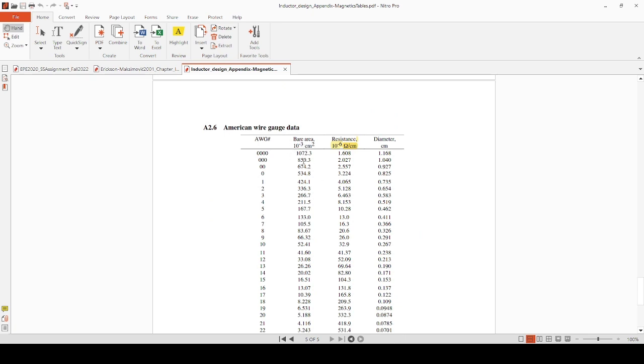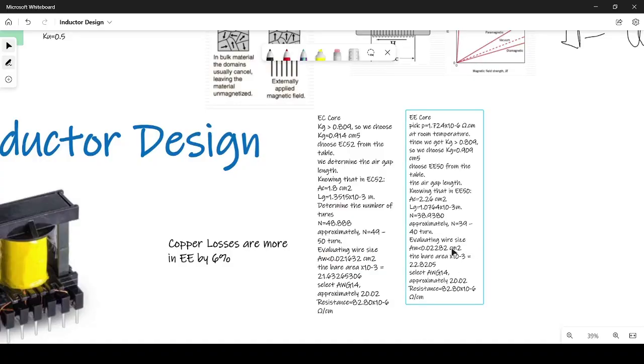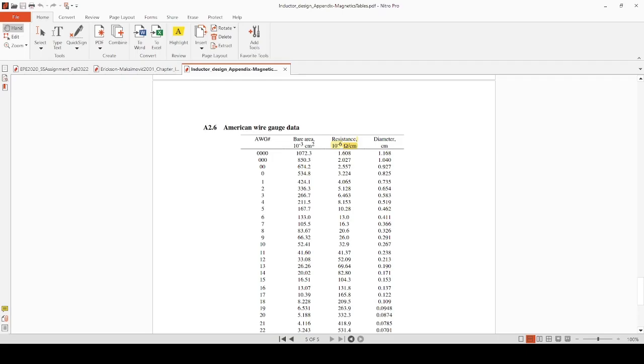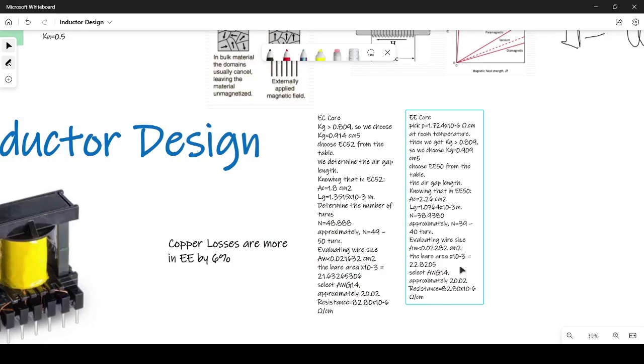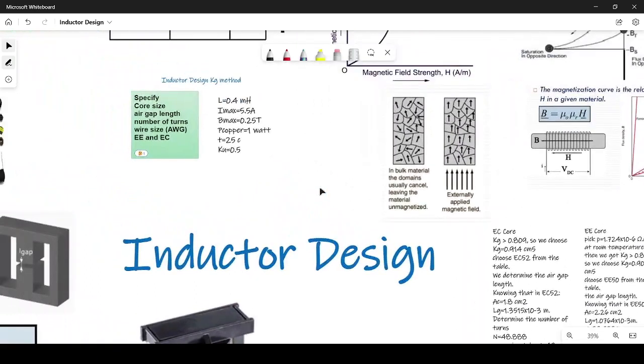You must multiply it by 10^3, and this after multiplying by 1,000 is like 22.82. It is here, 20.002, and you select AWG14. This is AWG14 with a resistance of 82.8 micro ohm per centimeter. And we are done with this core.